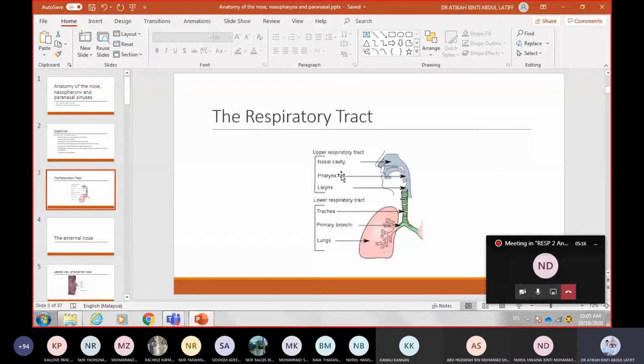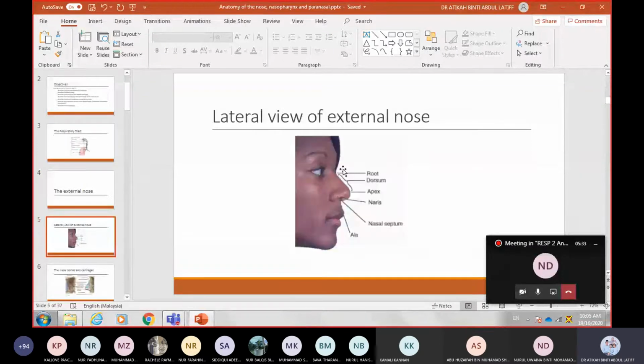Okay, so first we will talk a bit about the external nose. It's not very important for you to know, but just briefly. Okay, what consists of the external nose? So you have the root of the nose here. This is the dorsum, and this is the apex of the nose. Okay, and you have the nares, which is the hole. Okay, and then you have your nasal septum in the middle, dividing your right and left nasal cavities, and this is the ala. Okay, on the side.